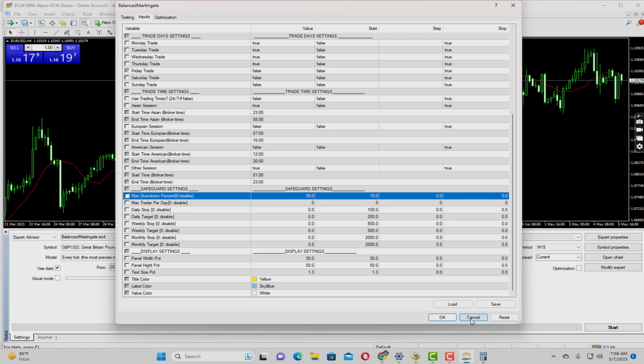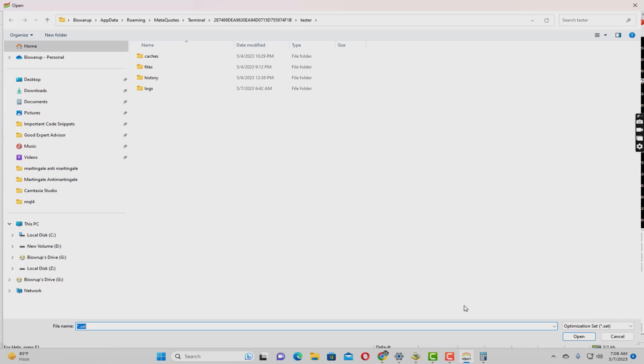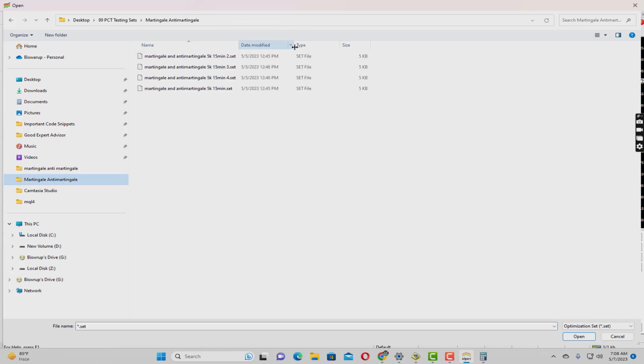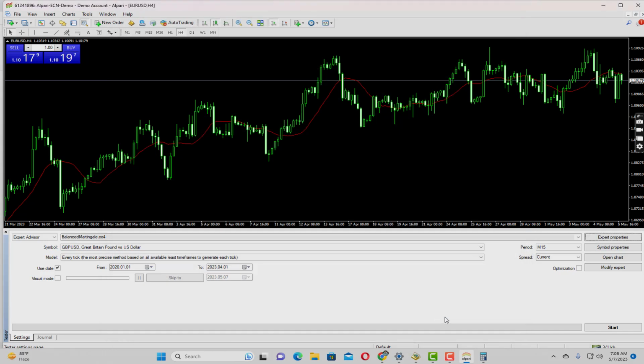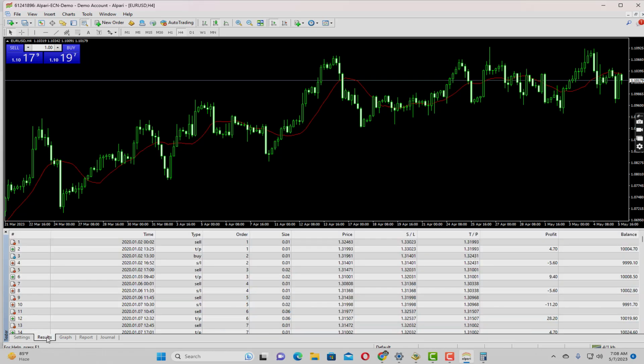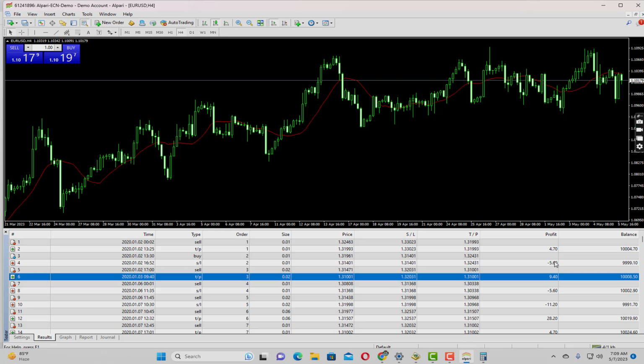Now let us quickly load our first profitable setup. Let us run the setup. As you can see, it has started taking trades. It started with 0.01 lot, which is very safe. Whenever we have a loss, it applied Martingale on the next lot.